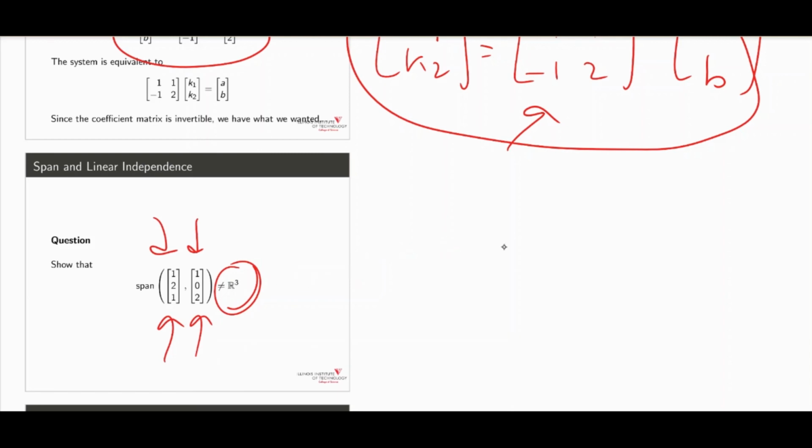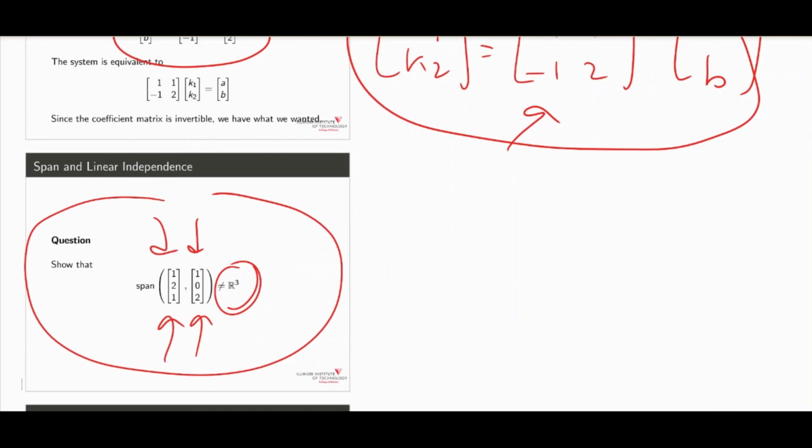So there are some vectors that are not reachable, and you need to show that. Okay, so let's look at this particular problem. I'm going to give you a moment to work on these problems. Then I will come back and we can look at the solution together.